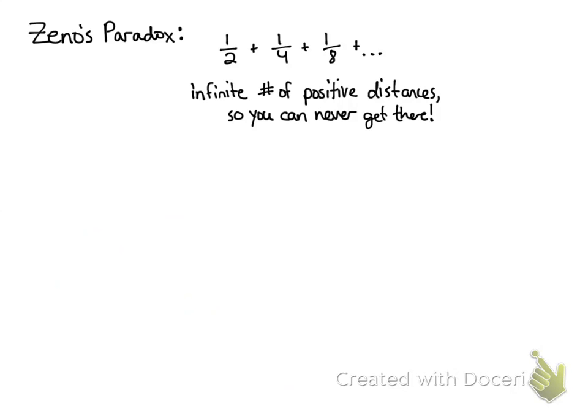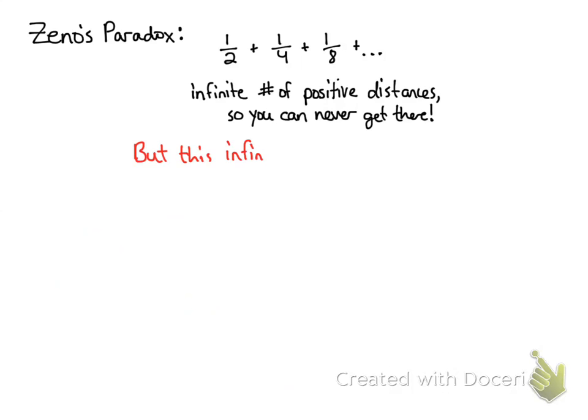Well, Zeno, of course, was not dumb. He realized that he could, in fact, walk to the other side of the room. He did it all the time. But this paradox bothered him and was discussed. How are we crossing infinitely many distances when we cross a room?